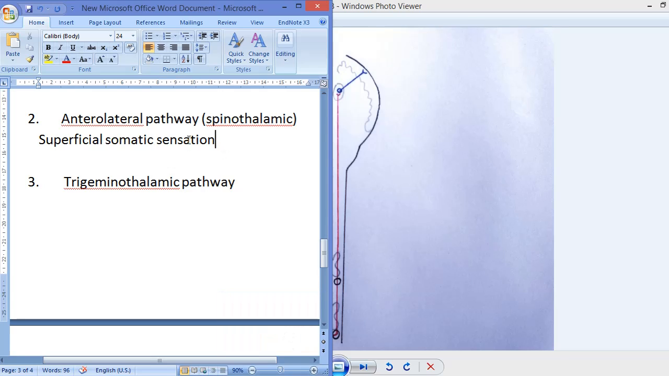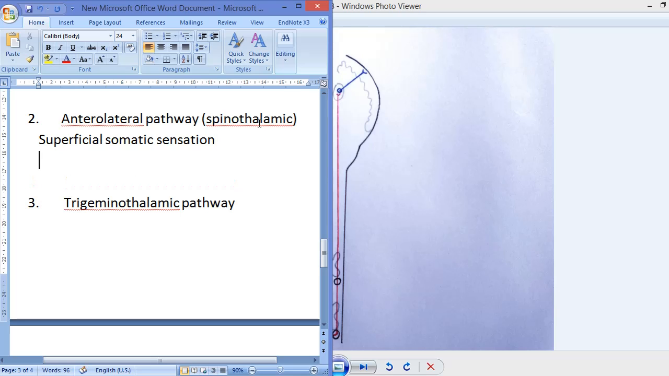This second pathway, the anterolateral pathway, is also called the spinothalamic pathway, and this is for superficial sensation. Superficial sensation means the sensation of crude touch, temperature, pain, itch, etc., which is perceived superficially upon the skin or superficially on the body, excluding the spatial senses. So these are superficial sensations, and these are carried by the anterolateral pathway or spinothalamic pathway.